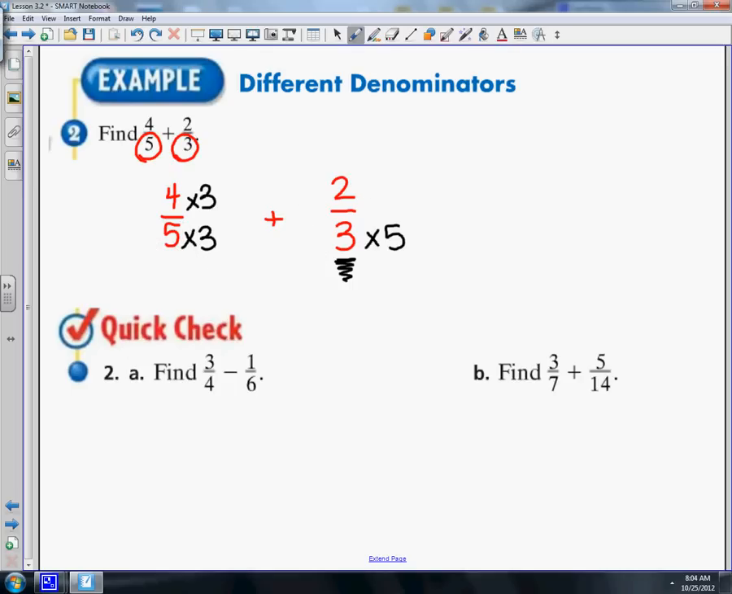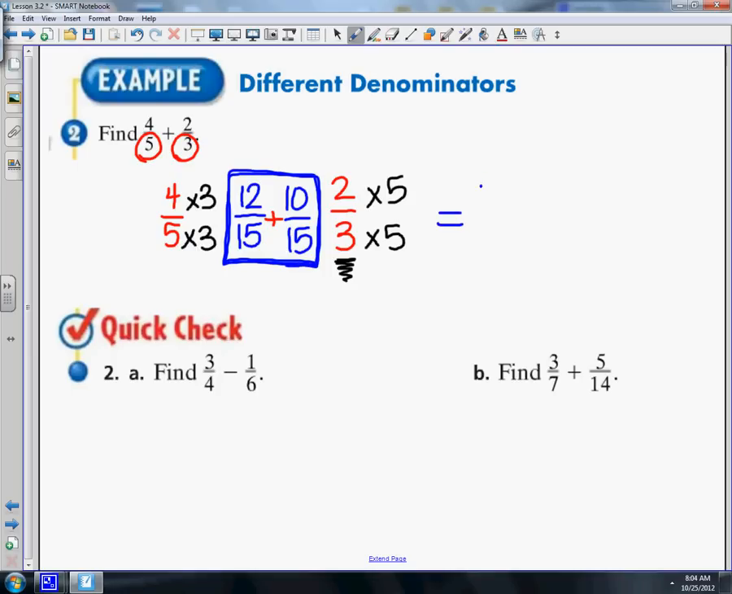Okay, so what I have left is 4 times 3 is 12, and 5 times 3 is 15. And I'm going to add that to 2 times 5 is 10, and 3 times 5 is 15. So now I have two new fractions, both with common denominators, so I can find the answer very simply.